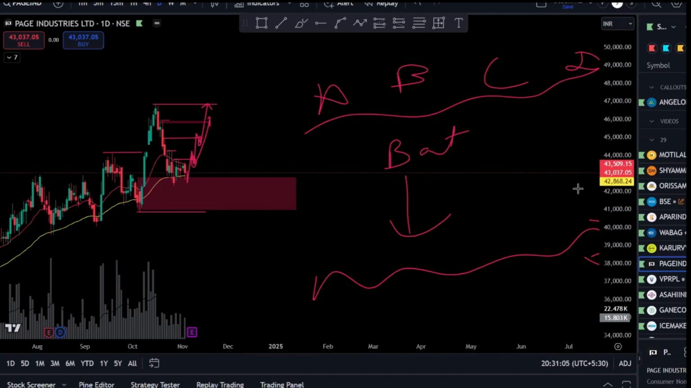What EMAs are there on the chart? It's the 20 and 50 EMA. Recording, yes, you'll definitely get the recording. Please suggest indicators.